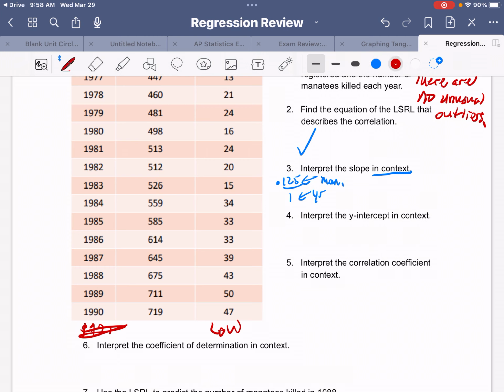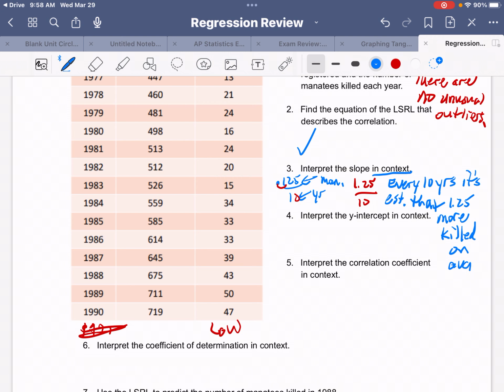Well, I don't like the way that sounds, so remember I told you you can do this. Multiply the numerator and denominator by 10, and so now if you think of it as 1.25 over 10, you can say, interpreting the slope in context, every 10 years, it's estimated that 1.25 more manatees are killed on average. And you've got to make sure that you put in that on average.